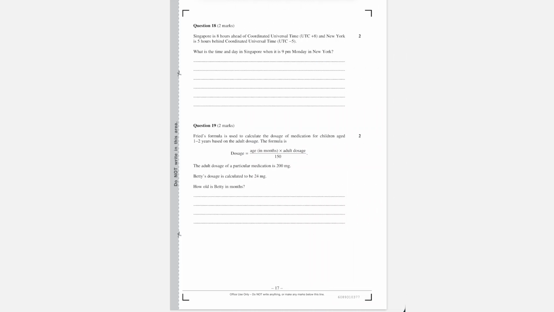Singapore is 8 hours ahead of UTC and New York is 5 hours behind UTC. What is the time and day in Singapore when it is 9 p.m. Monday in New York? All right, so we have New York City here, we have UTC in the middle, and we have Singapore on this side. All right, so if we think of UTC as 0, Singapore is plus 8 hours ahead, and New York is minus 5 hours behind UTC.